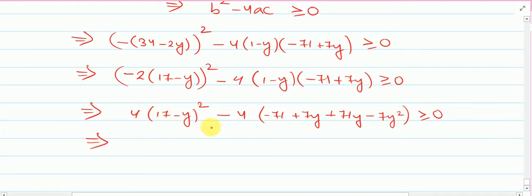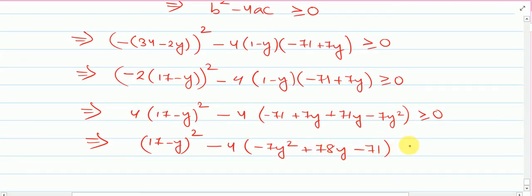And you can see in both the terms 4 is common, so you can divide throughout by 4. Since we are dividing by a positive number, the direction will not change. So we get (17 minus y) whole square, and here you will get minus 7y square plus 78y minus 71 greater than or equal to 0. Sorry, this 4 is not there.